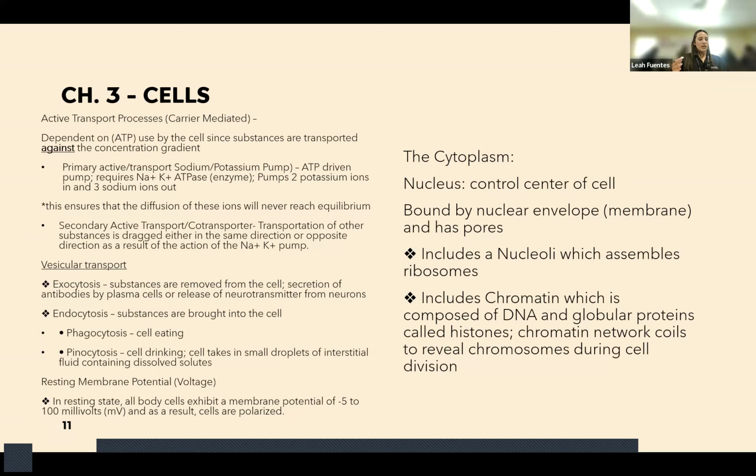When this primary active process is occurring, it pumps 2 potassium ions in and 3 sodium out. So I want to say I've seen exam questions asking about the specific numbers. So how many potassium ions are coming in, how many sodium ions are coming out? So these ions are pumped to ensure that the diffusion of these ions will never reach equilibrium. So they will never be relaxed a day in their life.